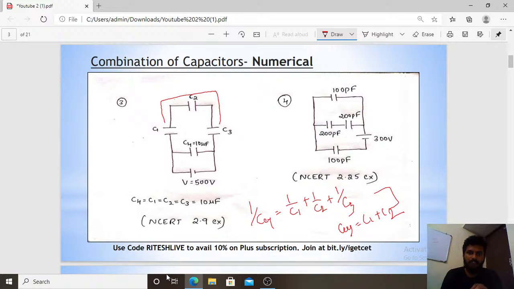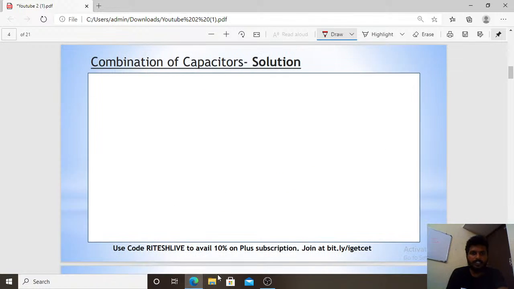If we have three capacitors C1, C2, C3, and the values given are 10 microfarad each, when they are in series, what is the value? 10, 10, 10. When they are in series, the equation is this one for series. C equivalent is equal to 1 by 10 plus 1 by 10 plus 1 by 10, whole inverse. That is nothing but C equivalent.